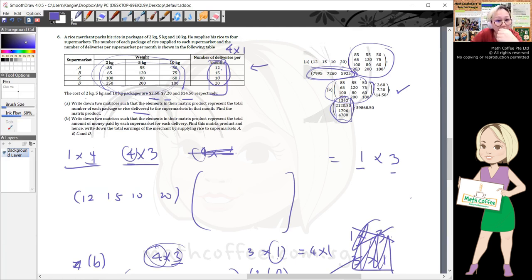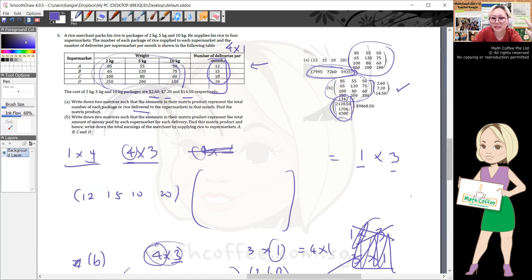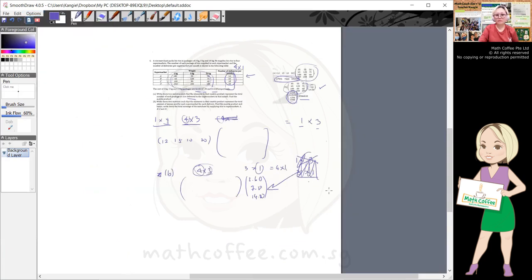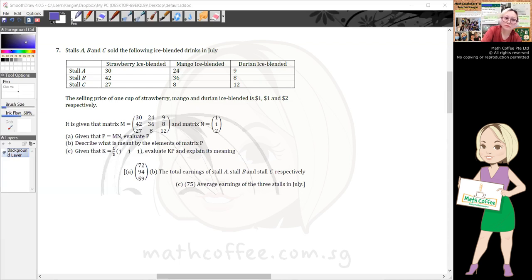Okay, then after that, they ask you for the total earning. They never ask you to use any matrix, right? So actually what you need to do is you just add all 4 of them together and you get the total price of the supermarket. Can? So if you look back to your ten-year series matrices, the questions are almost always the same, and some of them are even shorter than this one.